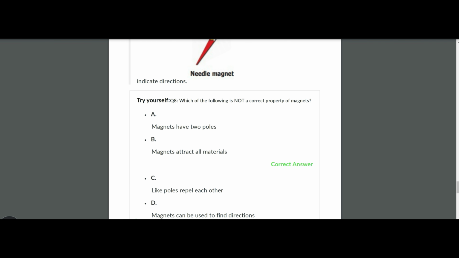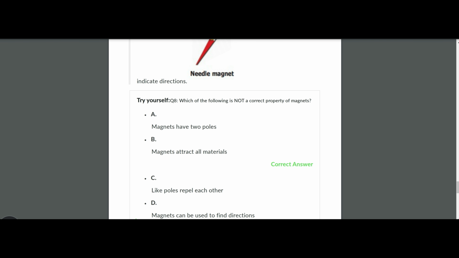Now see here, which of the following is not a correct property of magnets? Note, it is given 'not'. Magnets have two poles in option A. Option B is magnets attract all materials. Option C, like poles repel each other. Option D, magnets can be used to find the direction. Which of the following is not a correct property of magnets?